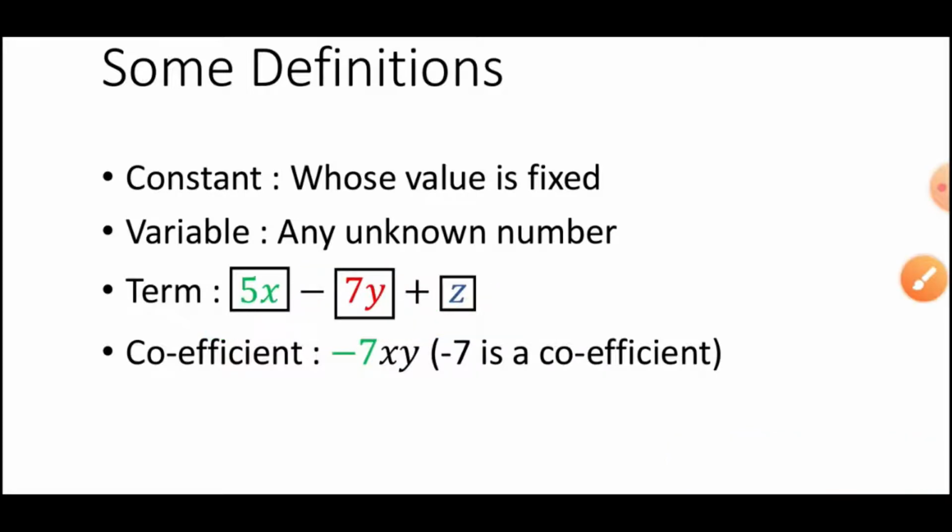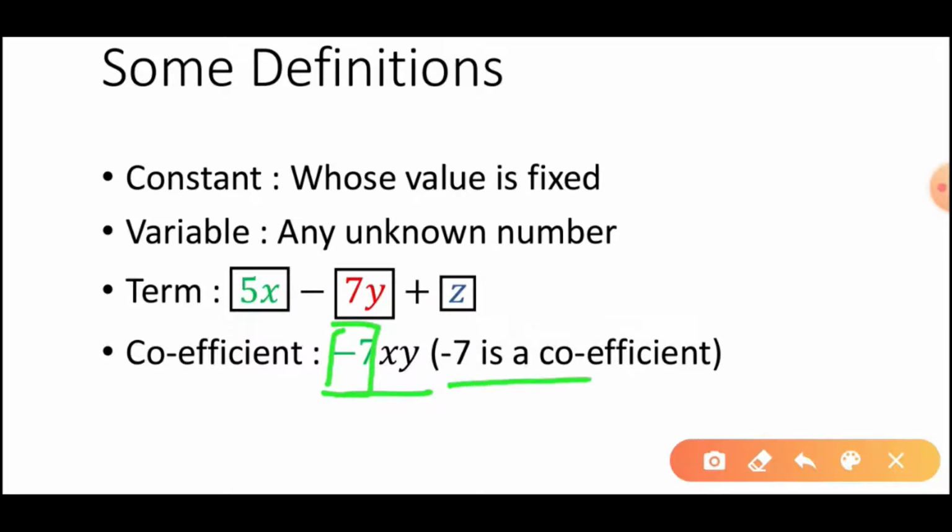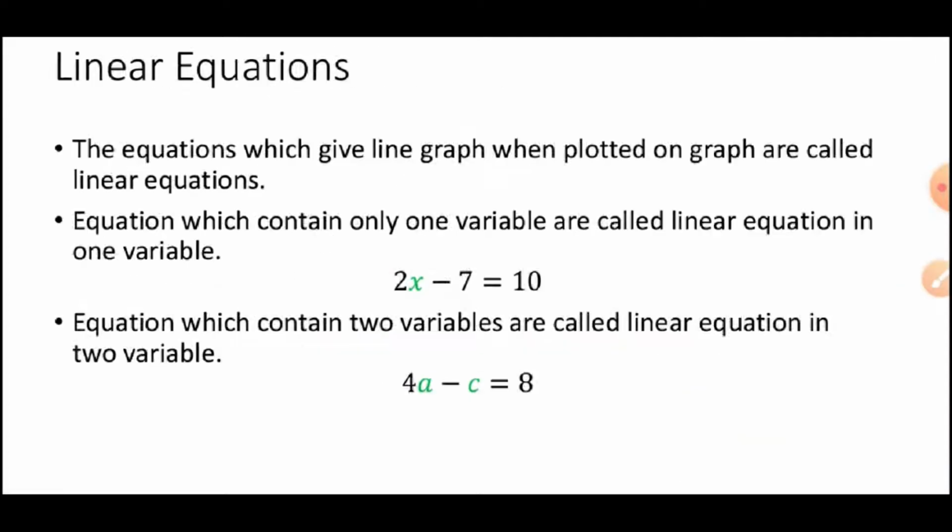Next is coefficient. Let us say the term minus 7xy. So x and y will be the variables, and minus 7, which is multiplied with these variables, will be the coefficient. Next, let us revise a linear equation.